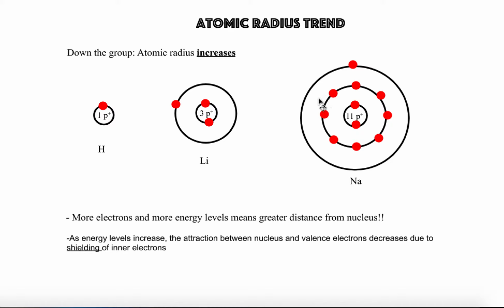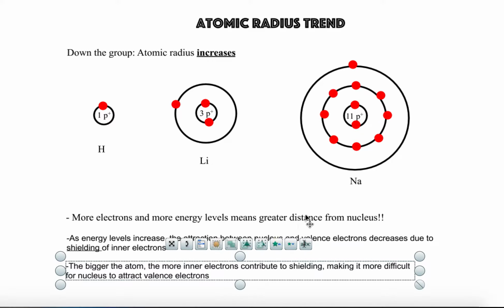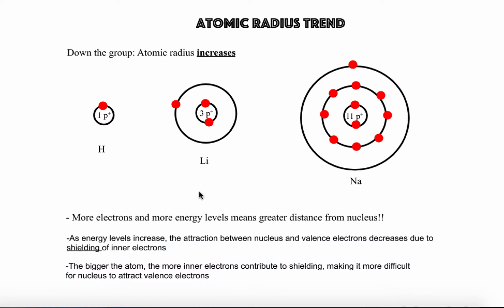So the more energy levels, the more shielding there is, which contributes to why going down the group increases the size of the atom. So essentially, the bigger the atom, the more shielding, making that attraction between nucleus and electron more difficult.